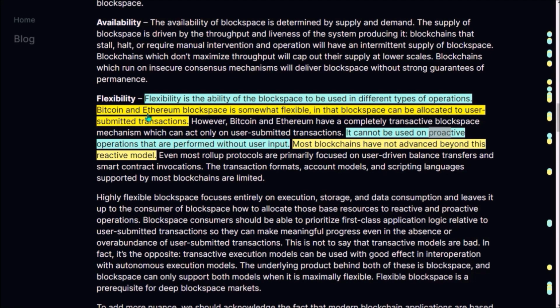For example, Bitcoin and Ethereum Blockspace is flexible only partially, in the sense that their Blockspace can be allocated only to transactions submitted by users. What this means, and this is very interesting, is that both Bitcoin and Ethereum Blockspace use a so-called reactive model. That means they can only act on user-submitted transactions. So Bitcoin and Ethereum Blockspace cannot be used for so-called proactive operations that are automatically performed without users' input.